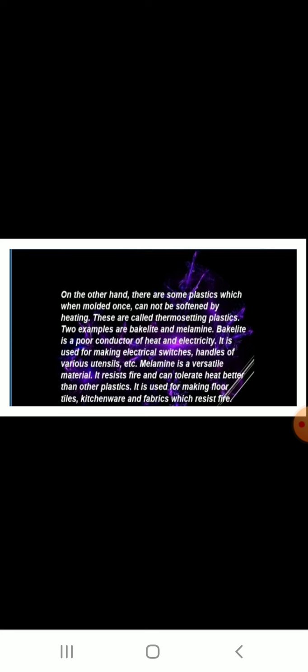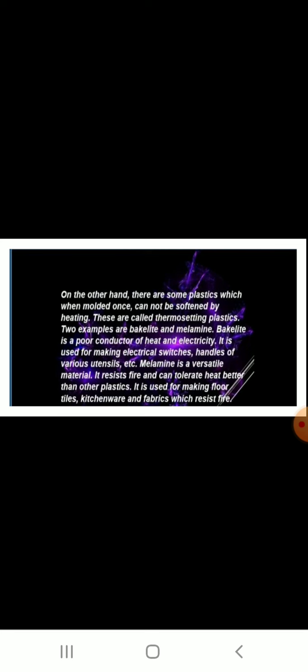You cannot give it for recycling. They will not take it, because it cannot be subjected to recycling. Once it is molded into a shape, that is final. That is why they will not take cooker handles, old cooker handles and all, because it is a thermosetting type of plastic, and it is a poor conductor.